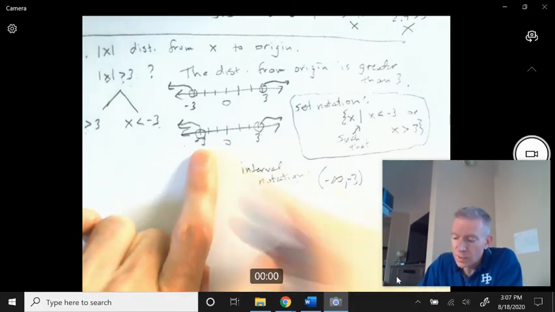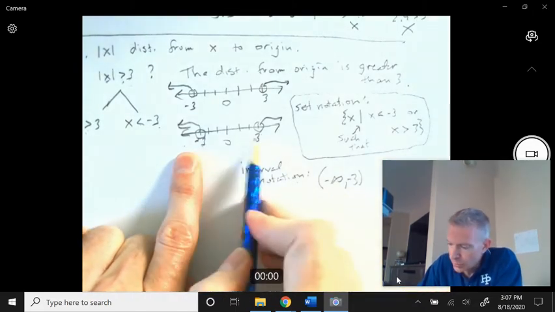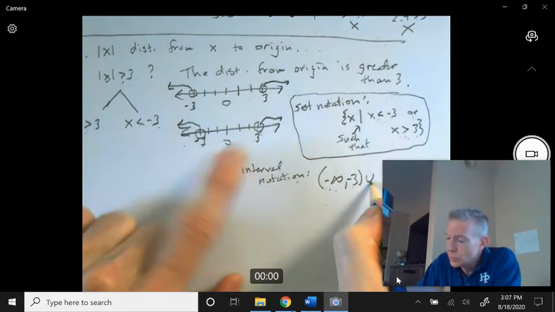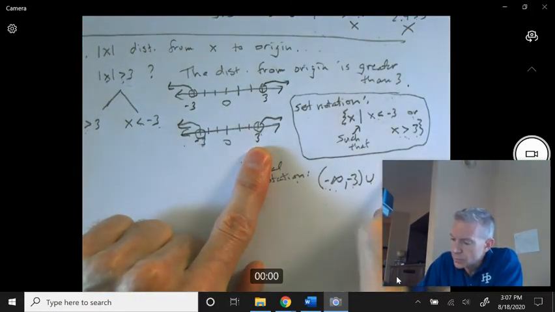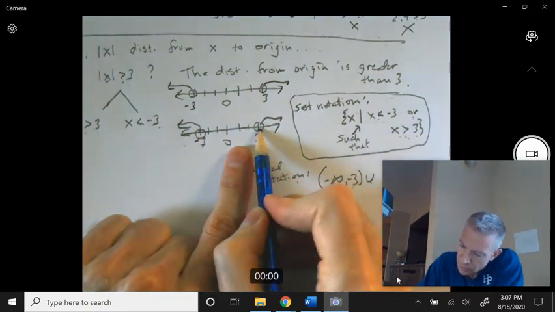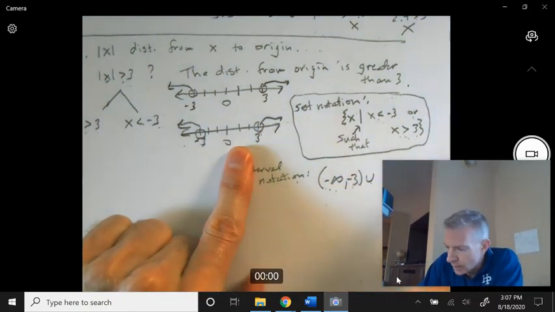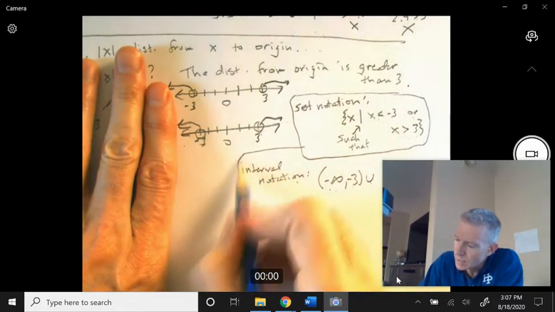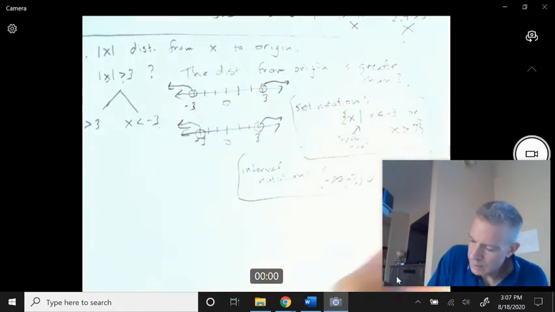Okay. You don't want the numbers between negative 3 and positive 3. So we're just going to say this interval in union with this interval. All the numbers from 3, that's the left end of the interval, and then we'll keep going to the right until we get to infinity. There's our interval notation for the same interval. Okay.